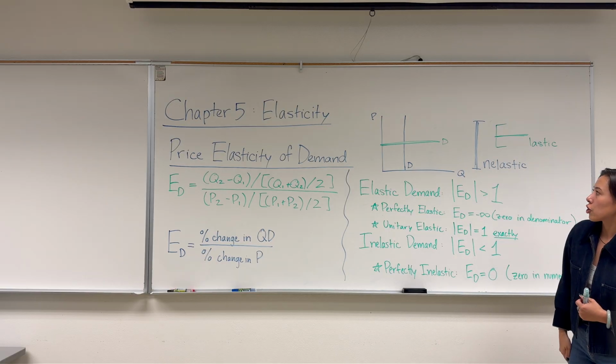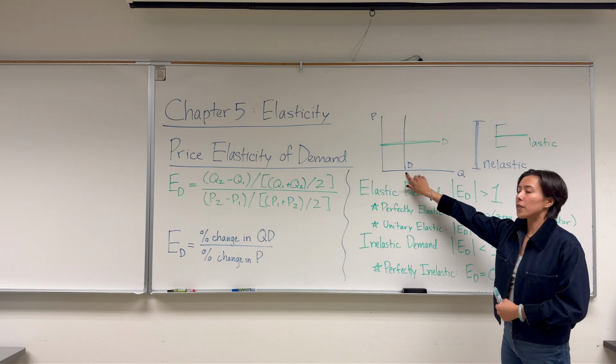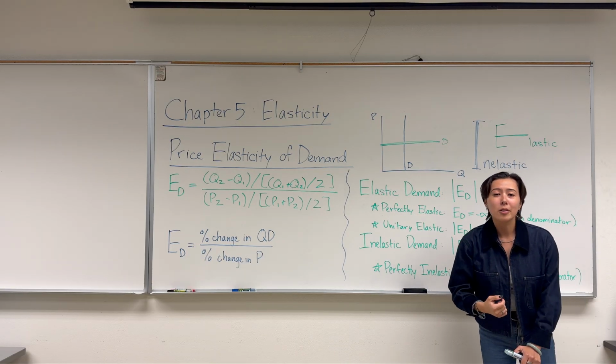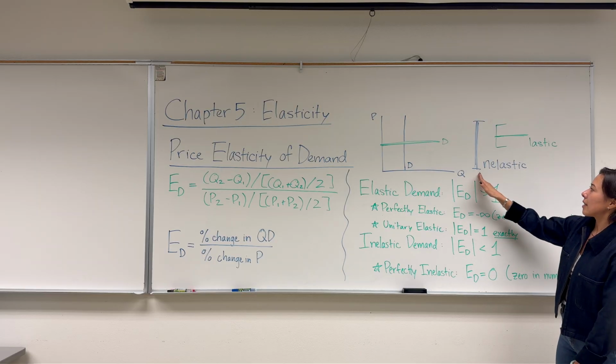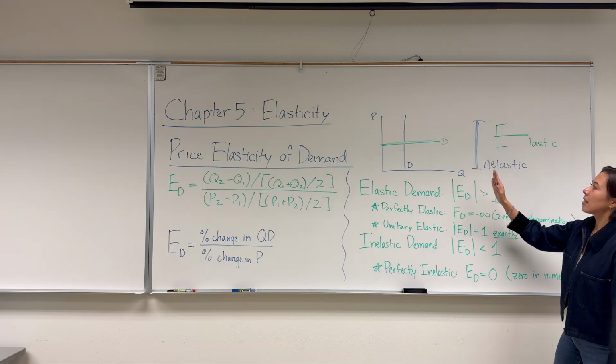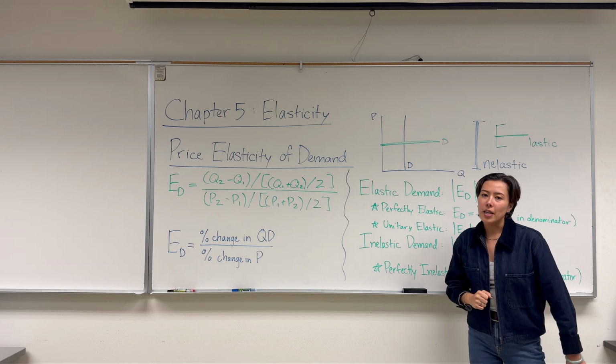So I've drawn an extreme example of a perfectly inelastic demand curve here in blue, and we can remember this by looking at the word inelastic and seeing that the I starts with a very strong vertical line, right? So inelastic, vertical, steep demand curve.